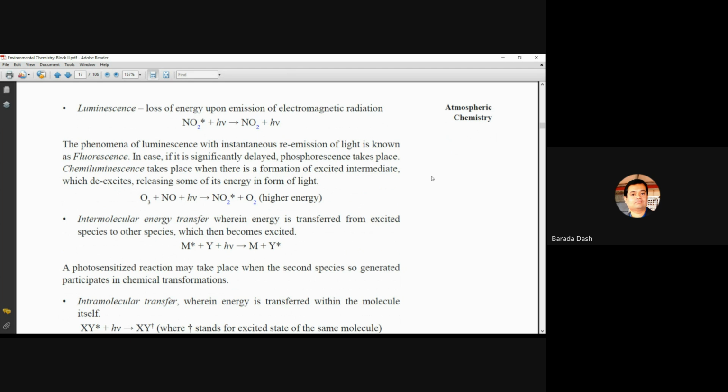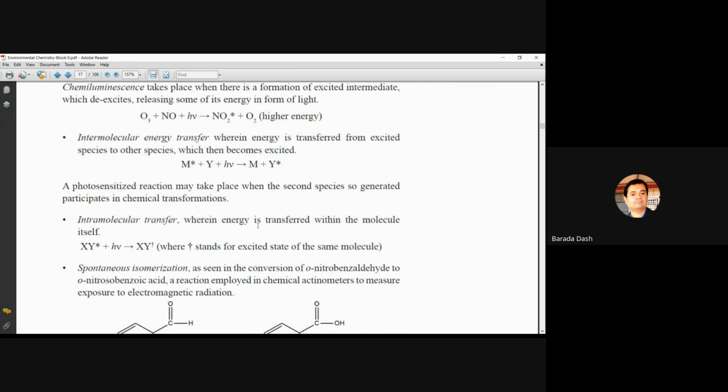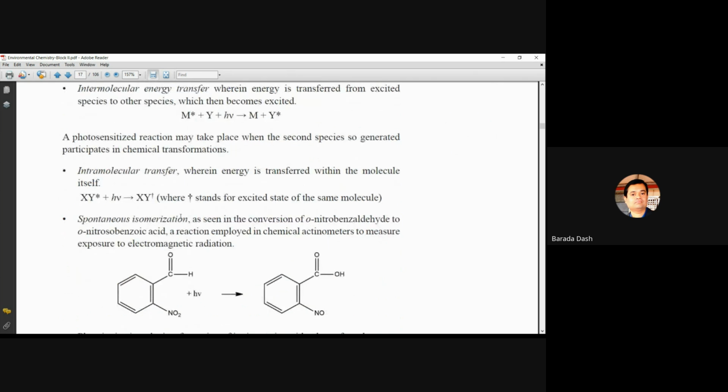Chemiluminescence takes place when there is a formation of an excited intermediate which de-excites, releasing some of its energy in the form of light: ozone plus NO plus h nu becomes NO2 star plus O2. Then intermolecular energy transfer is when energy is transferred from an excited species to another species: M star plus Y, with h nu, gives M plus Y star. A photosensitized reaction may take place when the second species so generated participates in the chemical transformation. Intramolecular transfer is where energy is transferred within the molecule itself.